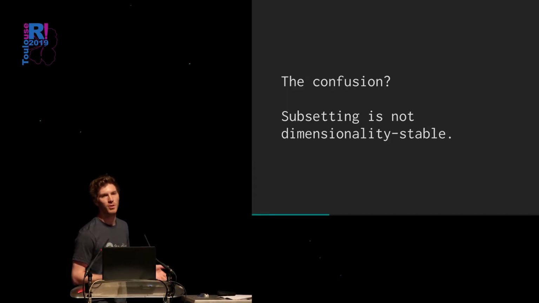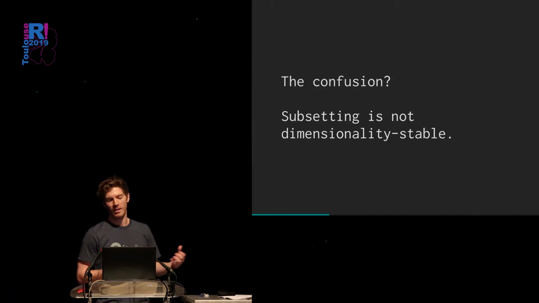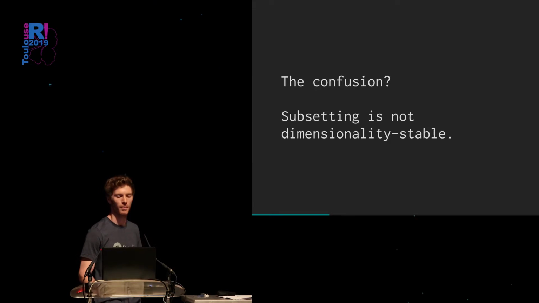So what is the confusion here? My idea is that subsetting is not dimensionality stable, which is a subset of this larger idea of not being type stable. What I mean there is that obviously you subset a 2D matrix and it could give you a 2D matrix back, or it could give you a 1D vector back.